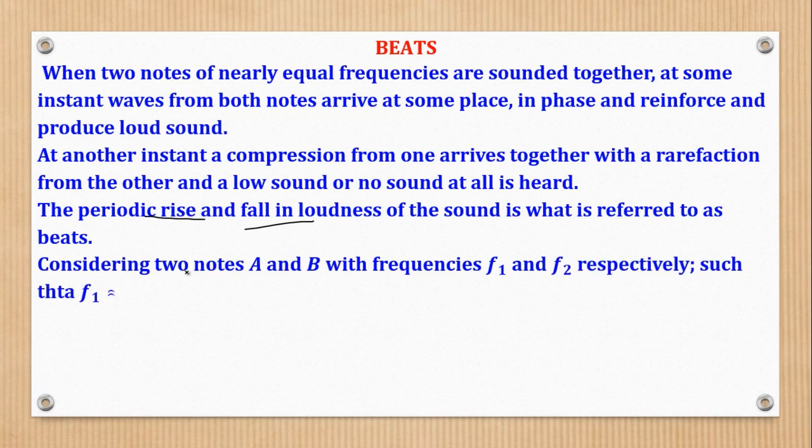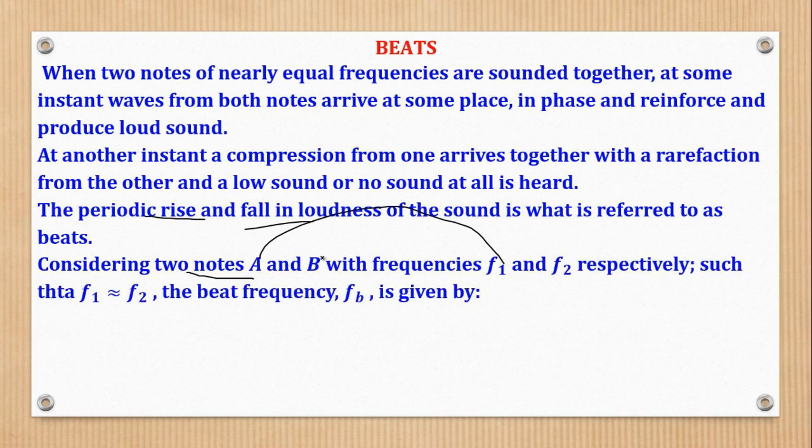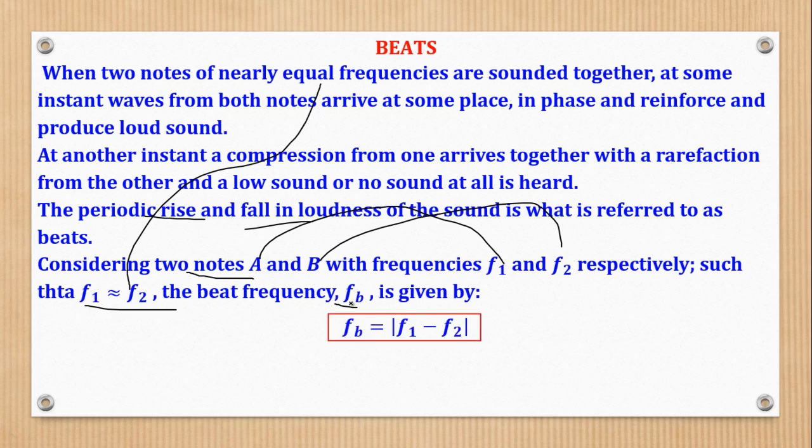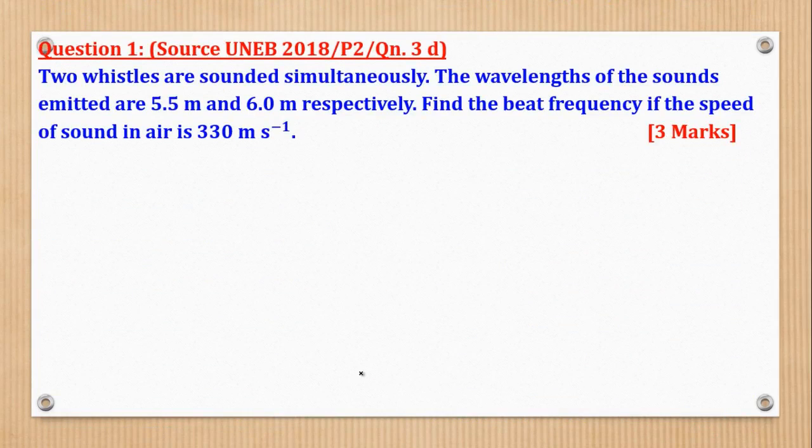So if you consider two notes A and B having frequencies F1 for A and F2 for B, so that these two frequencies are nearly equal, it implies that the beat frequency F will be given by the magnitude of the difference. Magnitude means we don't need the negative. So that will be the expression for beat frequency. And with that, we shall go through these questions.